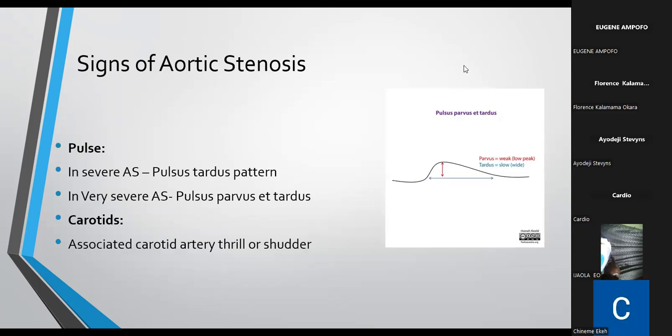On examination, the pulse tends to present with what we call the pulsus parvus et tardus form. And in very severe forms, you could present with an associated carotid artery thrill, as opposed to a patient with HOCM, in which case they have a bifid pulse.